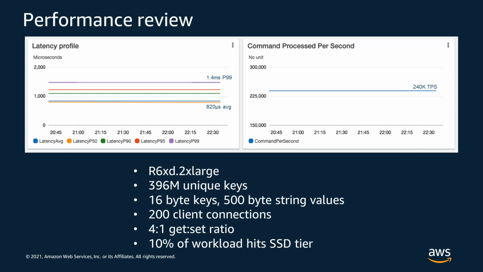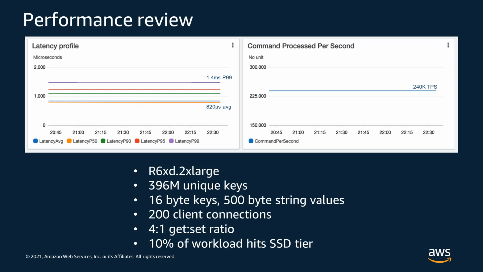We used a 4-to-1 read-to-write ratio, and we curated the workload such that 10% of accesses at any given time were guaranteed to fetch items stored on disk or SSD. We did this because we wanted to assess the impact of when infrequently accessed items stored on SSD were needed again. And overall, what we found is the performance impact was minimal.